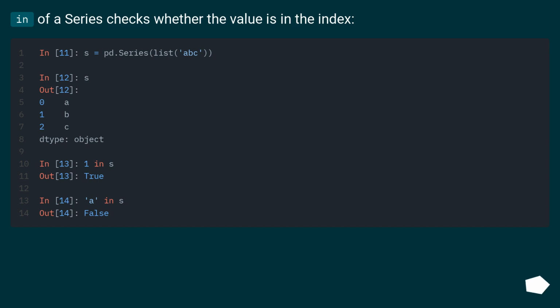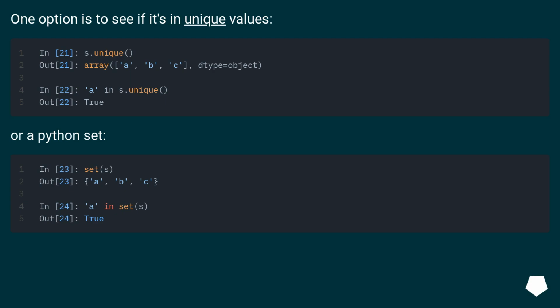In a Series, in checks whether the value is in the index. One option is to see if it's in unique values, or a Python set.